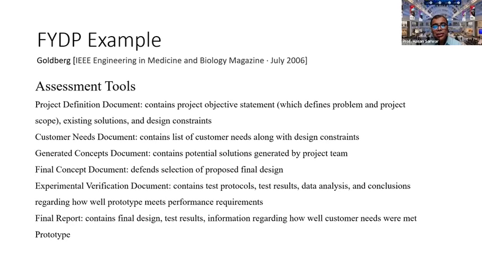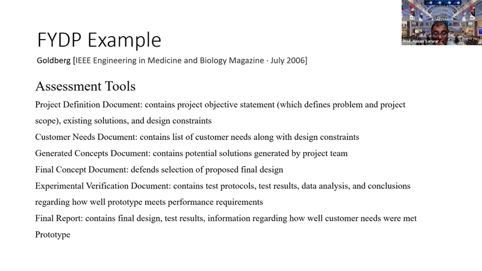The generated concepts document contains potential solutions generated by the project team. There might be multiple solutions offered. And the final concept document will contain the selection of the proposed final design and the reason why the final design has been chosen. And then the experimental verification document will contain the test protocol, test results, data analysis, and conclusions regarding how well the prototype meets performance requirements. And then they go toward the final report, which will contain the final design, test results, and information regarding how well customer needs were met with the prototype.